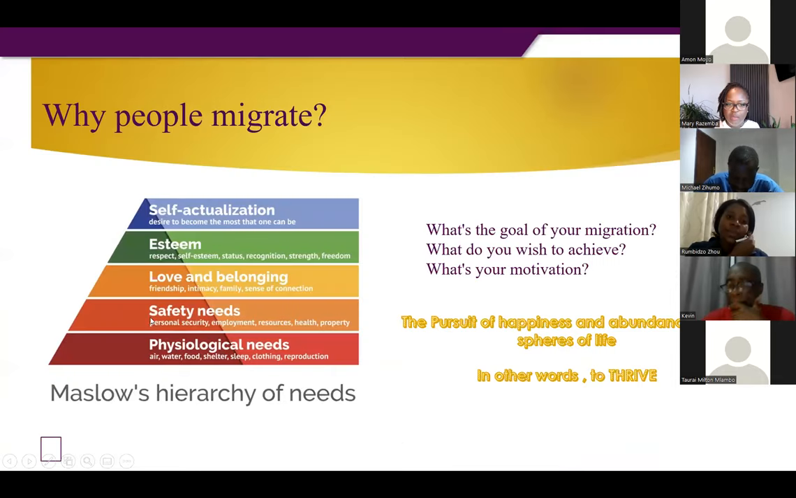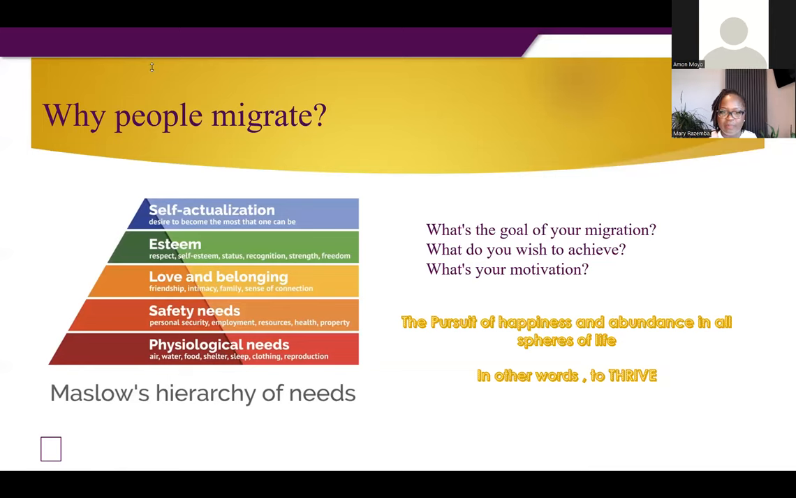So we're going to start off with summing up the reason why people migrate. Now, a German psychologist, a sociologist called Maslow, he came up with a hierarchy of needs. And basically, it sums up the reason why we do the things that we do.